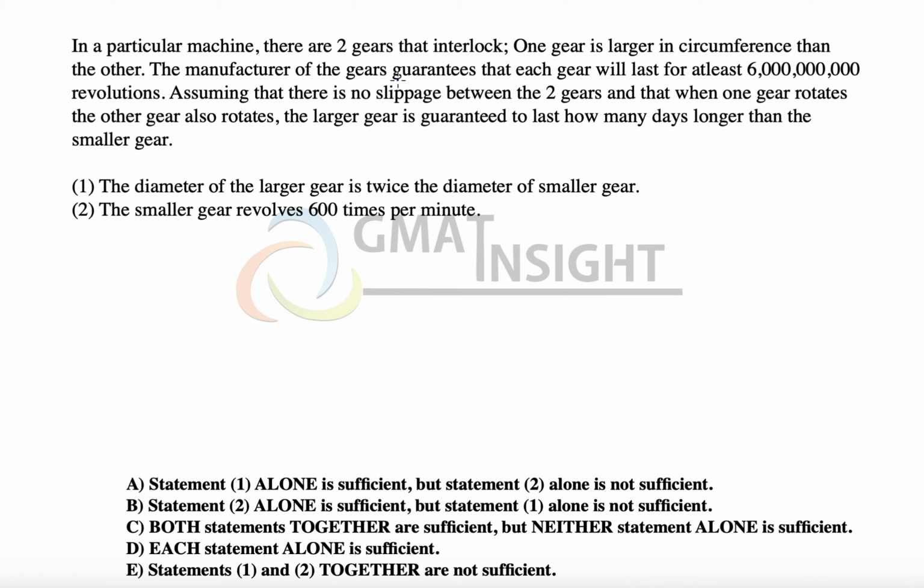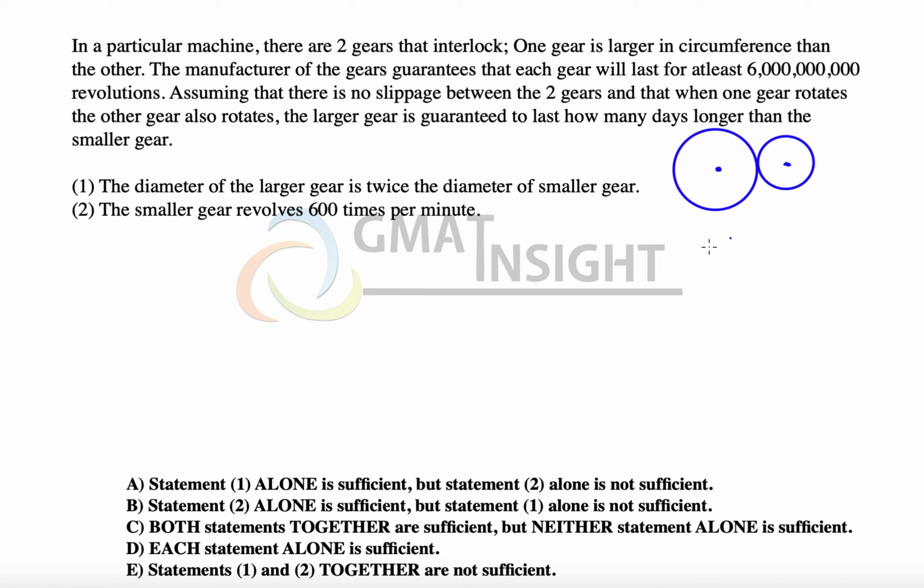In a particular machine, there are two gears that interlock. One gear is larger in circumference than the other. So basically we have a figure which will look like we have a bigger gear and a smaller gear, and they are adjacent, they are moving with each other.